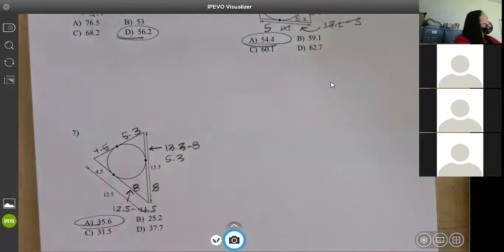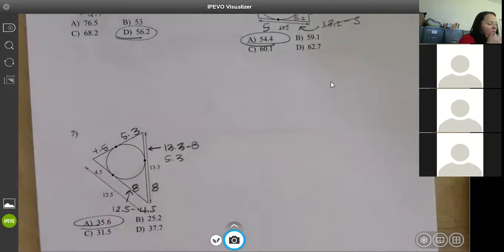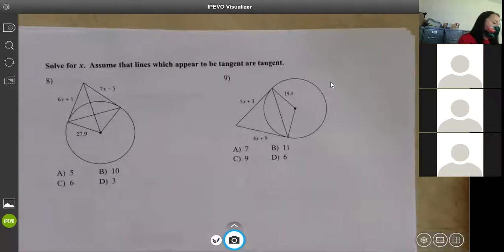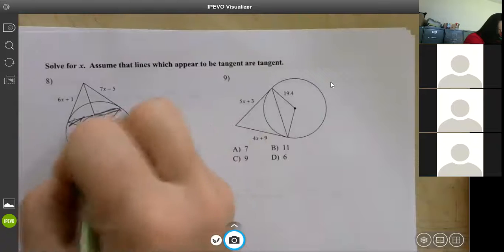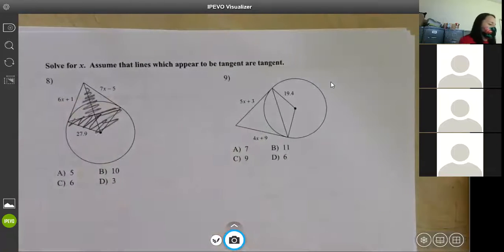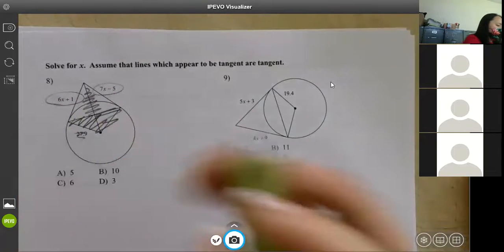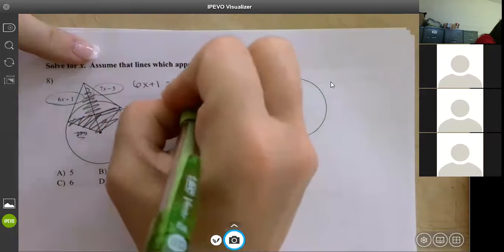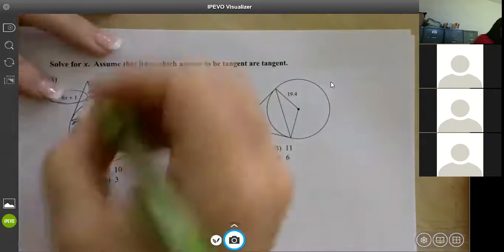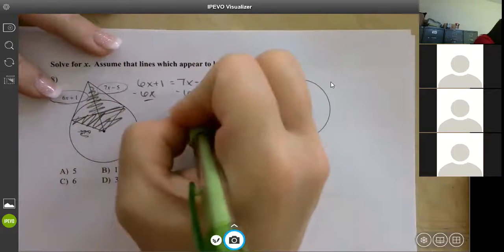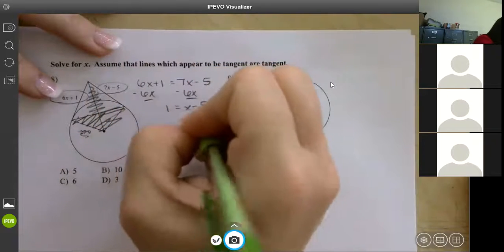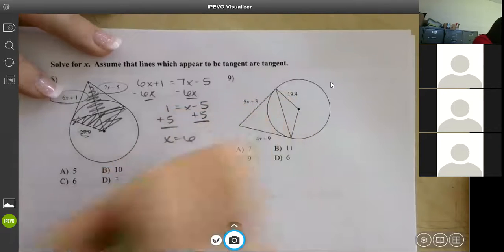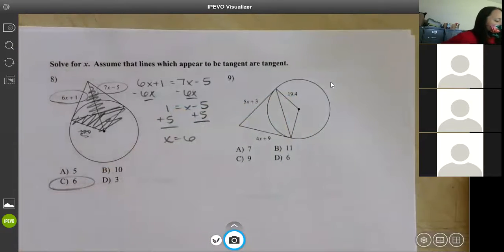Any questions, 5 through 7? Same thing. Unnecessary stuff in here, because what do we know about these two? They're equal. So 6x plus 1 equals 7x minus 5. And it just says solve for x. So we're going to subtract 6x. We get 1 equals x minus 5. Add 5 to both sides, and we get x equals 6.